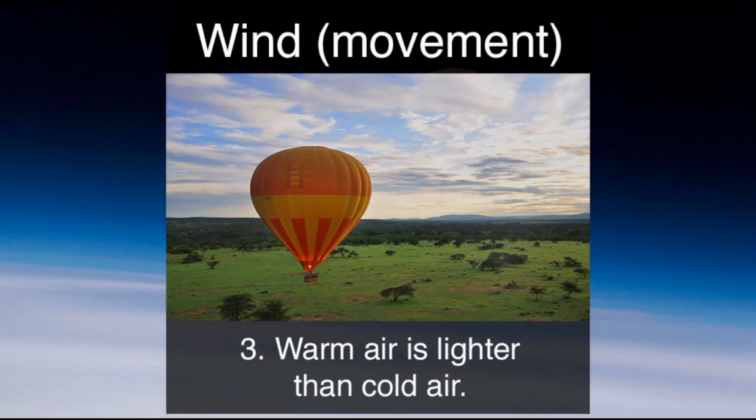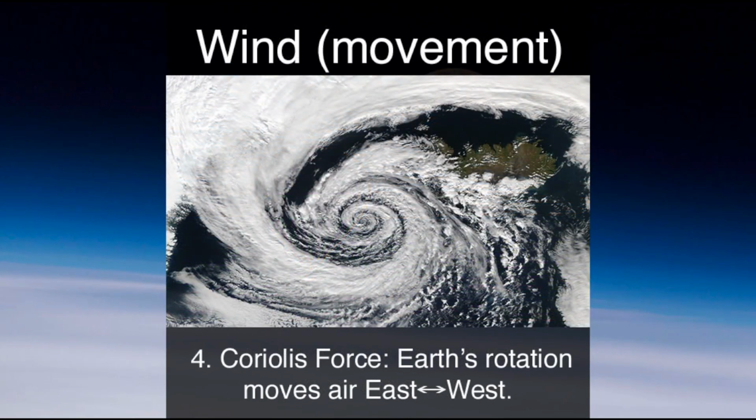So where cold air builds up, we have high pressure zones pushing air toward the earth, whereas where we have warm air, we have light, low pressure zones and the air rises. And finally, the Coriolis Force, the rotation or the spin of the earth, turns this air to the right or the left in the northern or southern hemispheres.